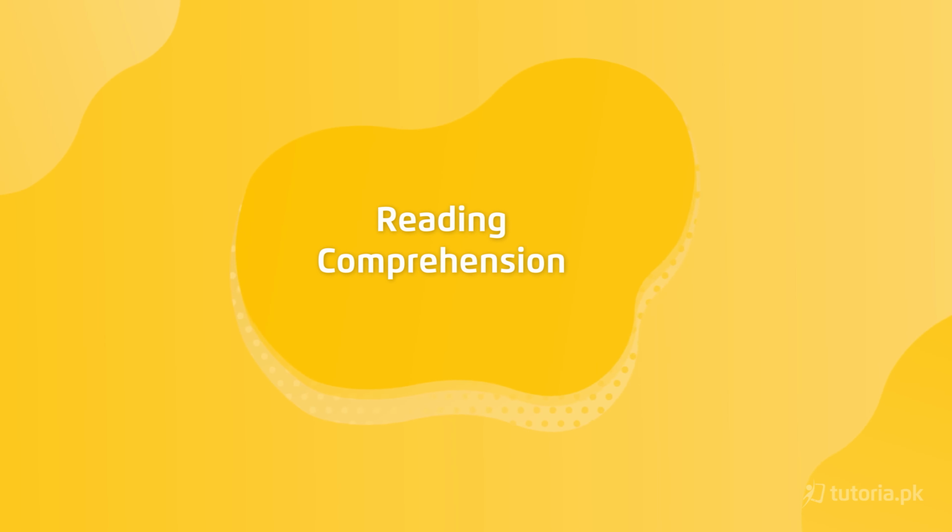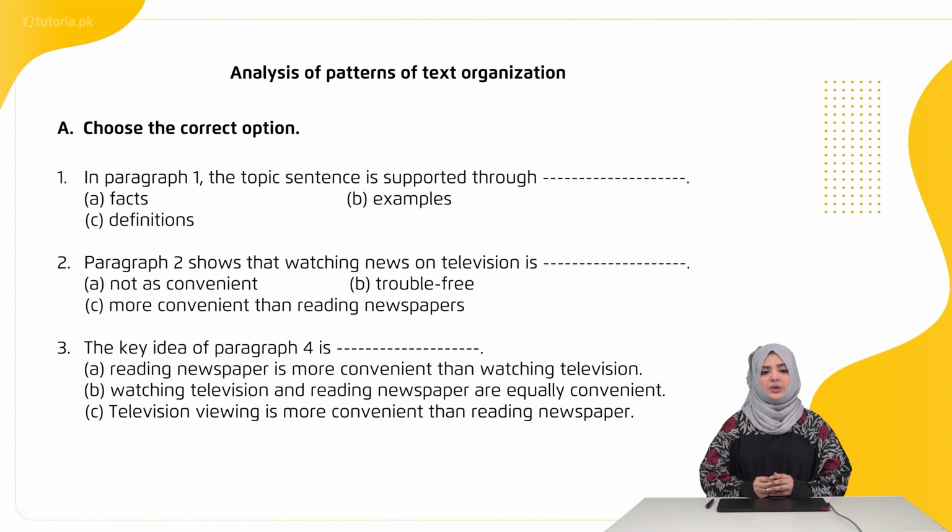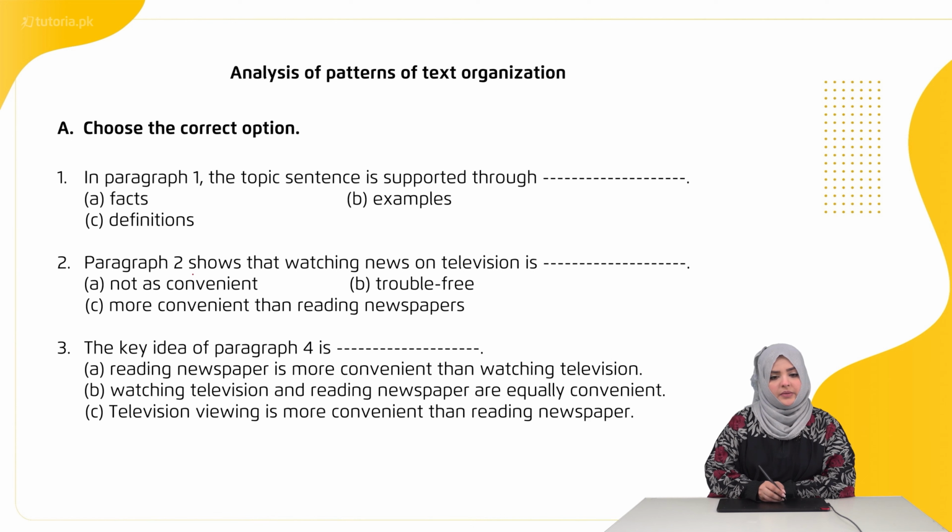Let's move on to next exercises, which is related to reading comprehension. So first question is of text organization. इसमें हम MCQ solve करेंगे. So first MCQ is, in paragraph 1, the topic sentence is supported through dash. A is facts, B is examples, C is definitions. So the answer is A option, which is facts.